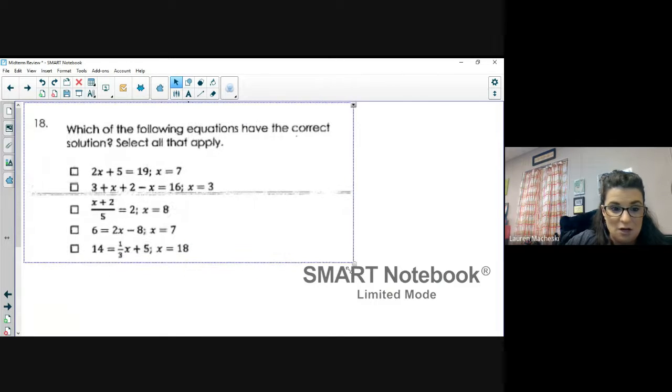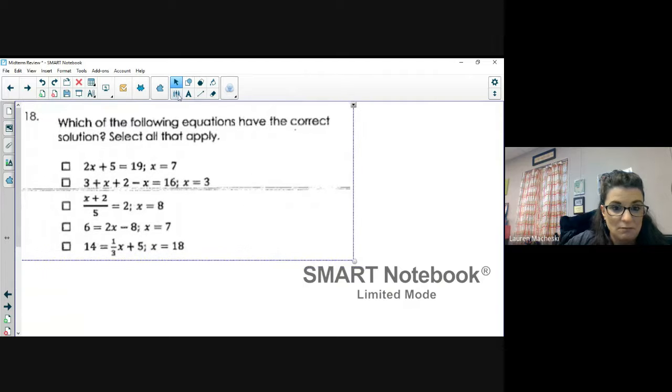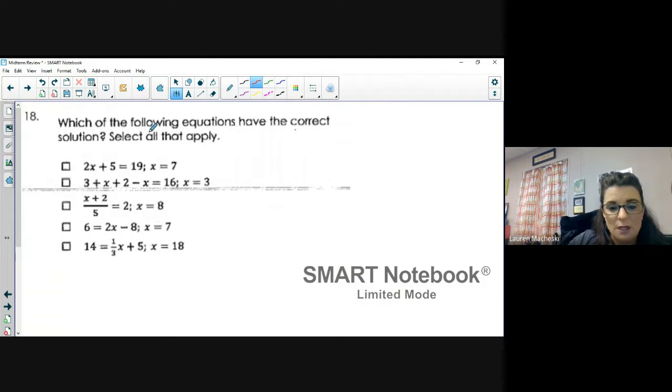All right, so this one says, which of the following equations have the correct solution? Select all that apply. So it gives me an equation and then gives me a solution. I want to see, so I actually have to really go about this by solving every single one of them. So if I try this first one, 2x plus 5 equals 19. Does x equal 7? Well, let's check.